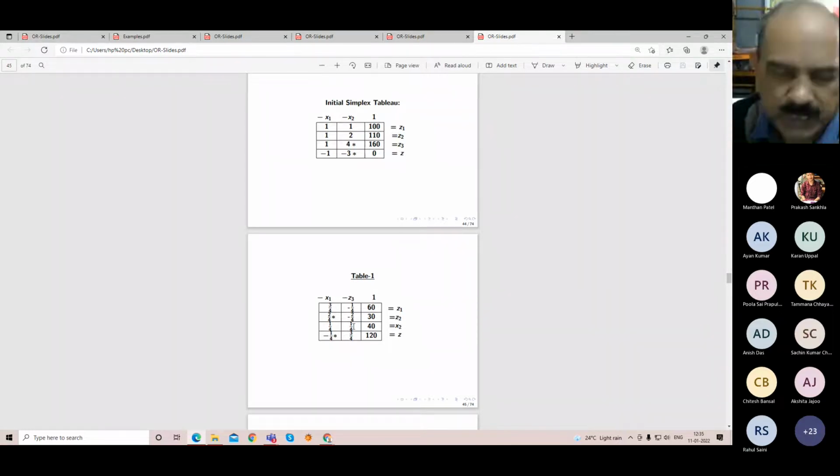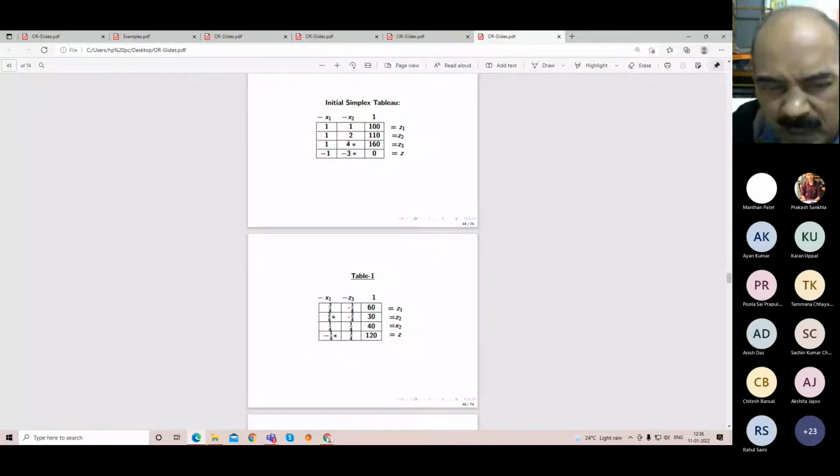Yes, sir. Okay. In the same row of this element 4, you divide the other elements by 4. So in this third row, there is a 1. The 1 is becoming 1 by 4. Make it 1 by 4. So in the 1 position in the next table, this is becoming 1 by 4.